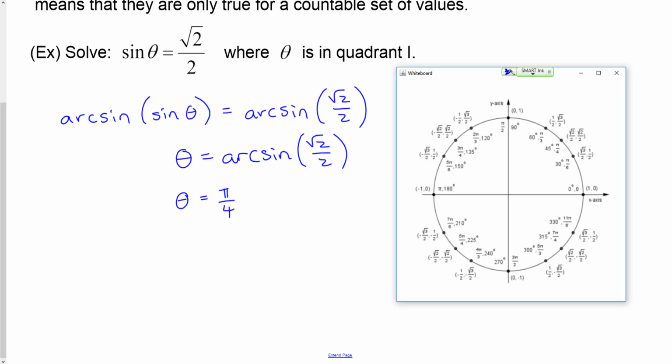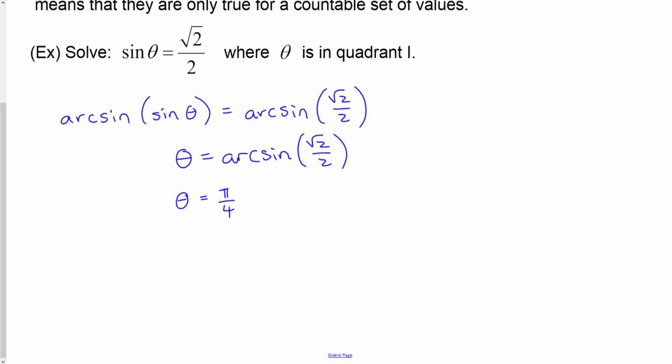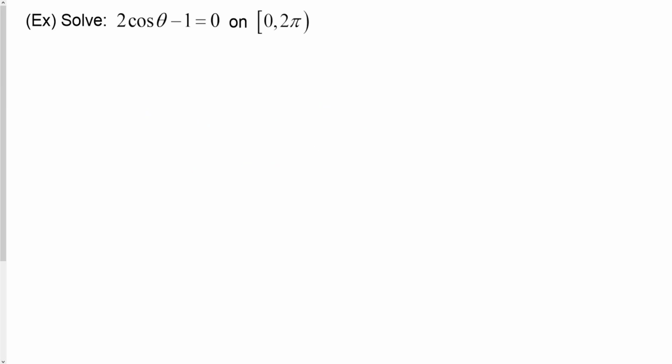Now certainly I didn't need to write this in terms of arc sine. If I'm looking for the angle measure theta that results in root 2 over 2, I could have gone straight to the unit circle and gotten the answer without using arc sine. But this would be the proper steps to walk through. Let's try a little bit more difficult problem.